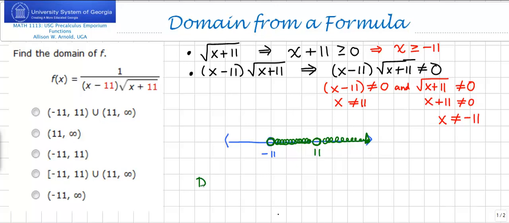This means that my domain in interval notation would be parenthesis negative 11, comma 11, parenthesis, and then union, parenthesis 11, comma infinity, parenthesis. In other words, the interval is negative 11 to 11, not including the endpoints, and then 11 to infinity.